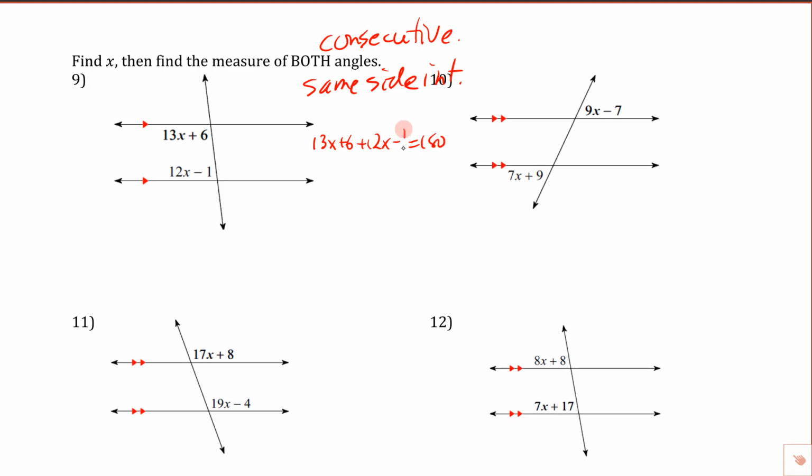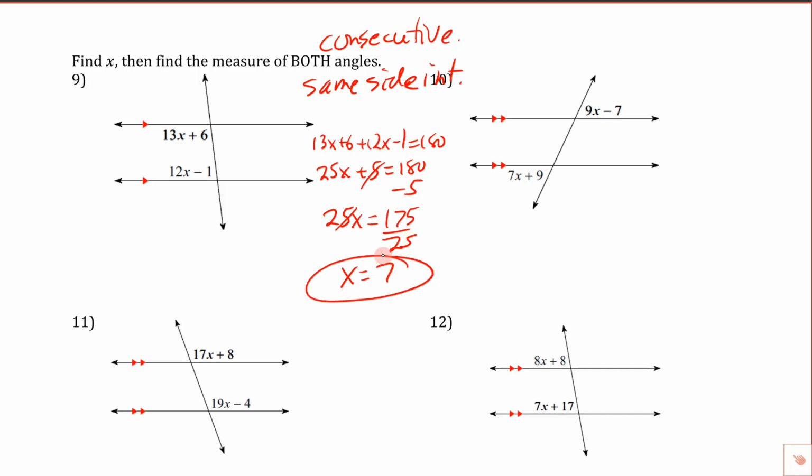Let me make that look like a 1. So when I combine like terms here, I get 25x plus 5 equals 180. I'm going to move the 5 to the other side, so we get 25x is equal to 175. And then I divide by 25. Now, luckily this goes in evenly. We get a nice answer for this one. So 175 divided by 25 is going to be 7. So I've got the x.